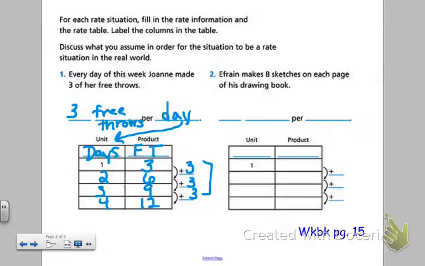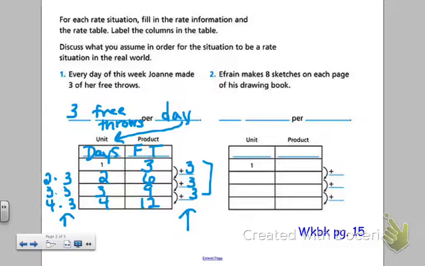You can also show it with multiplication. 2 days times 3 free throws is 6. 3 days times 3 free throws is 9. 4 days times 3 free throws, there's your 12. So you can show it with the addition. You can also show it with the multiplication.